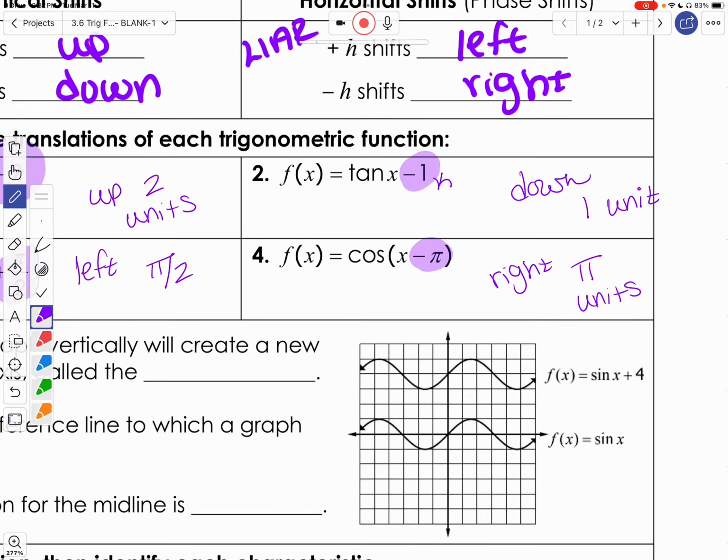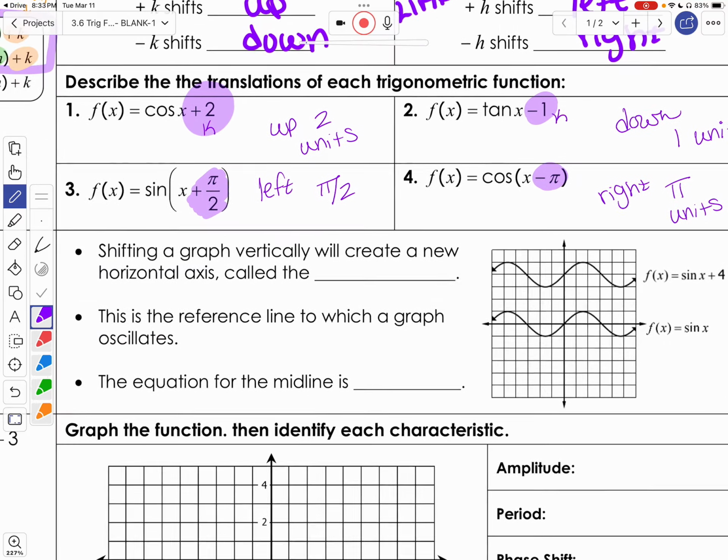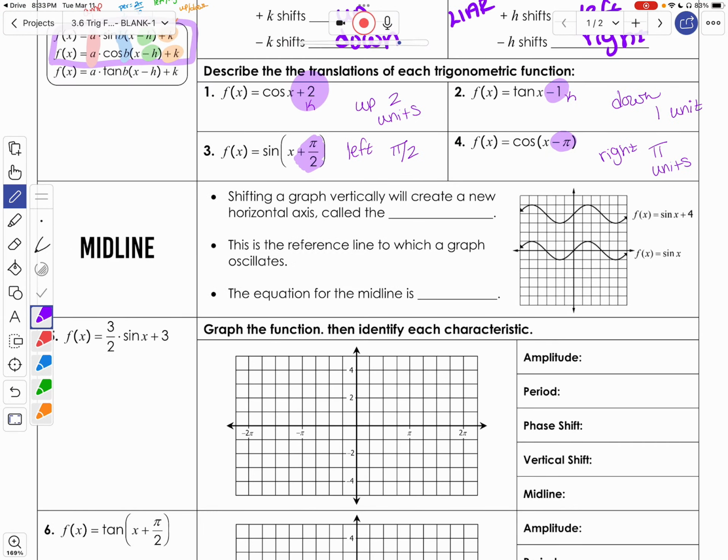So our h's and k's tell us left and right. A tells us our amplitude. B kind of helps us with our period. And the last one is your k value. K values are also known as midlines. A midline is just the line in the middle of your graph, and it can be found at your k value.